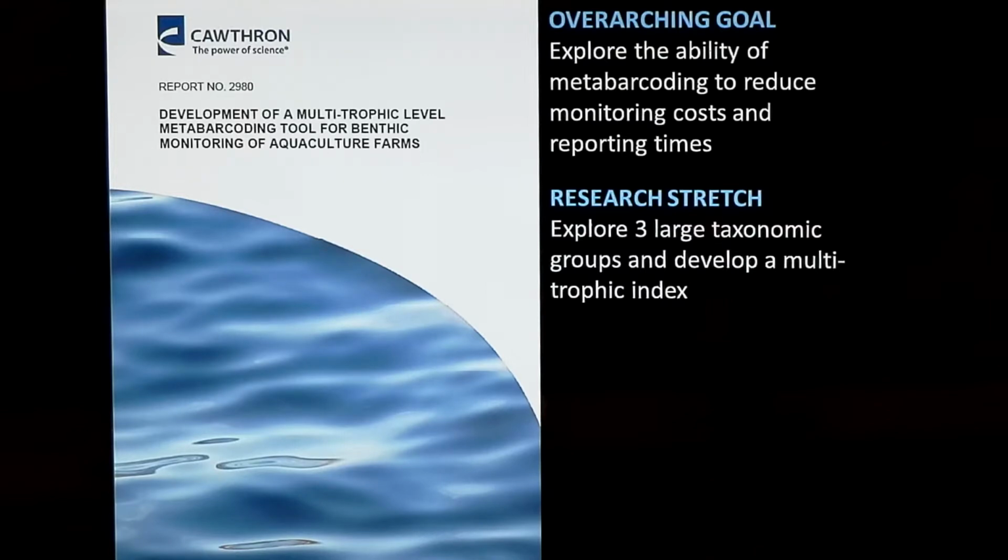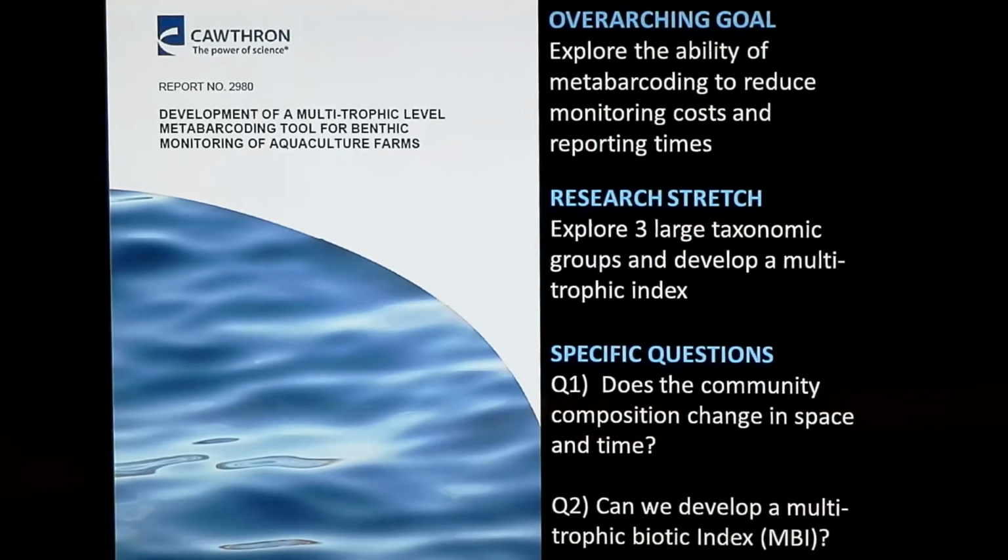The two main questions were, first, does the community composition within each of these three taxonomic groups change consistently across enrichment stage of fish farms in space and time? And the second question was, can we actually develop a multi-trophic biotic index, or MBI, to apply?